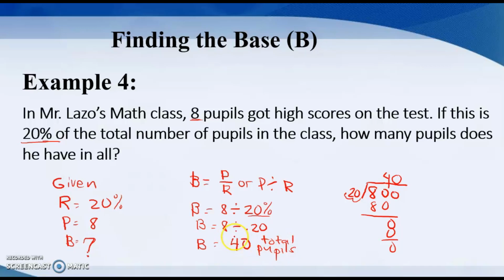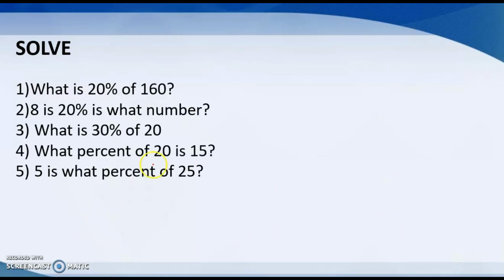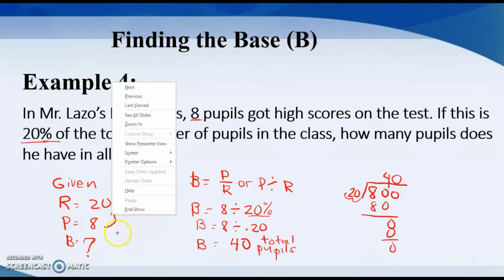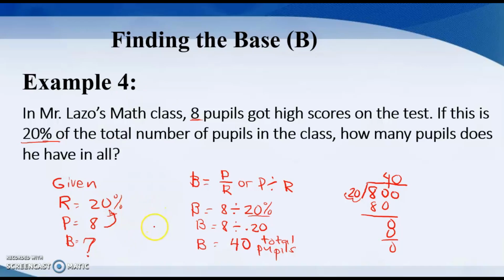So, yan yung lahat-lahat na pupils ni Mr. Lazo sa math class. Okay. So, meaning, 40 lahat ang pupils niya, 8 ang nakakuha ng high score, yung 8, yun yung 20%. So balik tayo. So, yan po yung 20%. Okay. So, ano yung 40? Siya yung 100%. Okay, yun yung base. Ito yung rate. And this is our percentage.